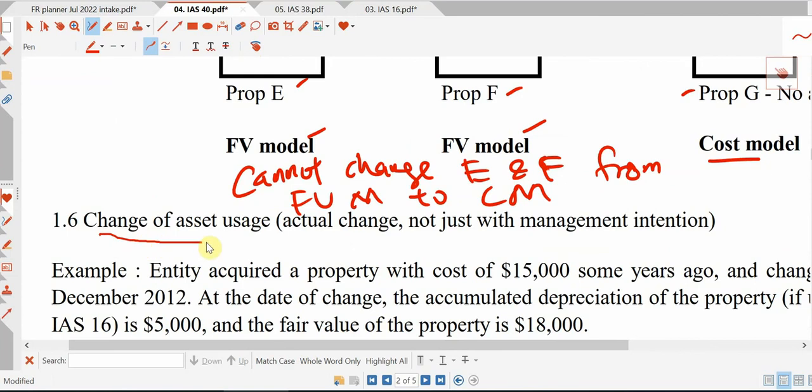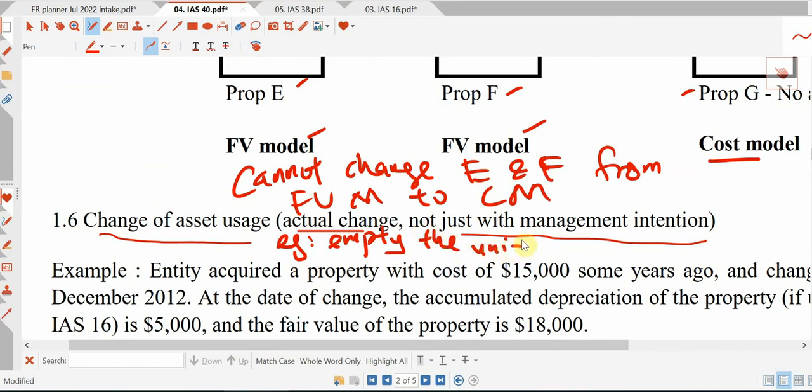You can change the asset usage. But the standard asks for an actual change, not just the intention. That means you must do something to prove that you actually changed. For example, you empty the unit already. You must do something, I cannot just say, okay, I empty the unit. If you want to rent out, then you must clear your office or whatever, to change the usage.